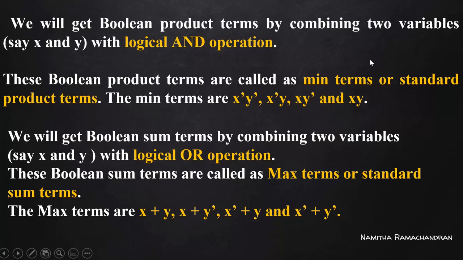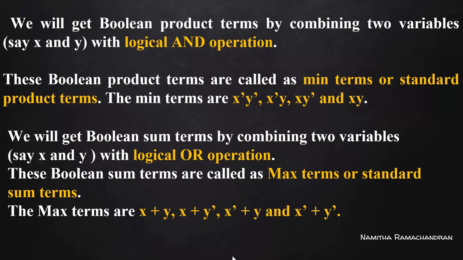The SOP forms are actually the sum of minterms. The minterms are generated by combining two or more variables using logical AND operation. And we can generate different minterms. Such minterms are combined using logical OR operation, and we can generate canonical SOP form, sum of product terms. And here we are going to discuss POS form, product of sum terms.